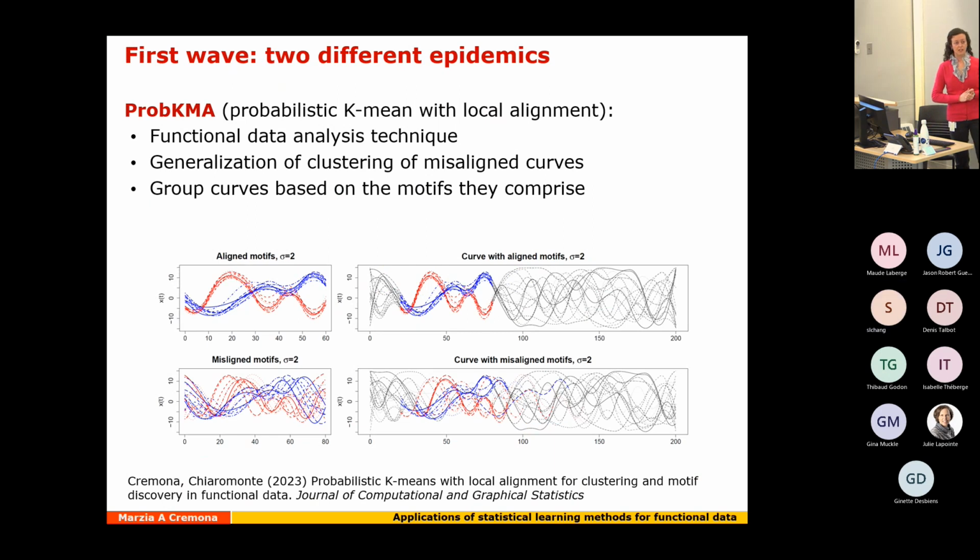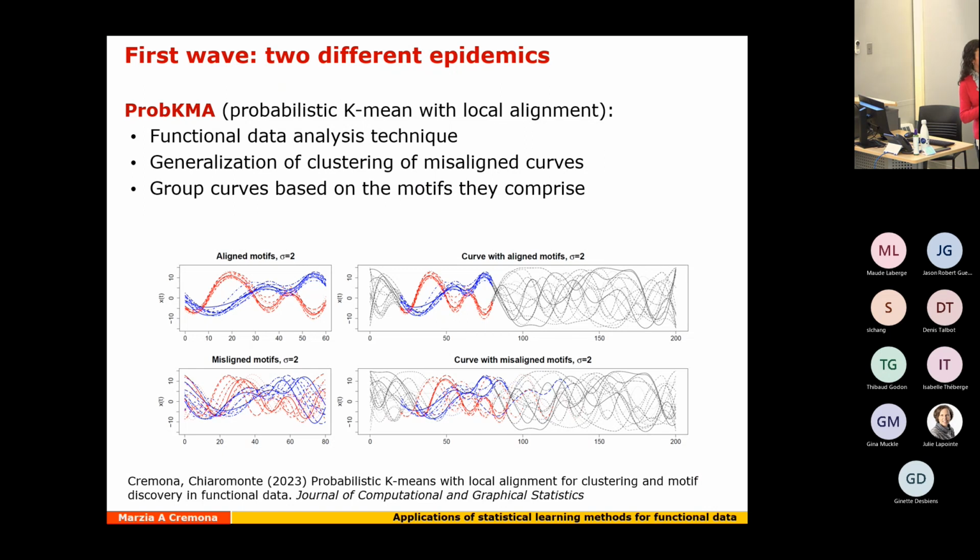To do that, we used a methodology that I developed a few years ago, but it just got published a few days ago. This is a methodology to do functional clustering, so clustering of functional data, but in a local way. It is called probabilistic k-means with local alignment. Local alignment because we really want to cluster curves based on local characteristics, so not looking at them globally, but looking at small pieces within these curves.